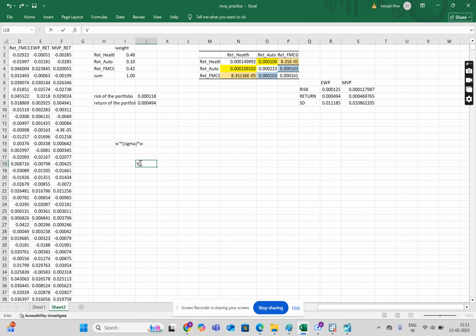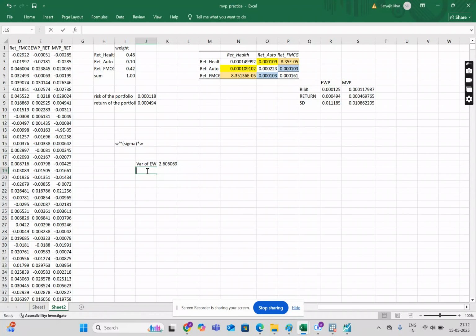Now let's find the VaR of EWPF. It will be calculated as, first we include the Z score, that is 2.33, into my sigma. The square root of the risk is the sigma, this value that I have highlighted, the standard deviation of the EWP portfolio, into the amount I have invested. I have invested 100 rupees. So rupees 2.60 is the maximum amount of loss that I will incur in 99% of cases when I am working with the equally weighted portfolio.